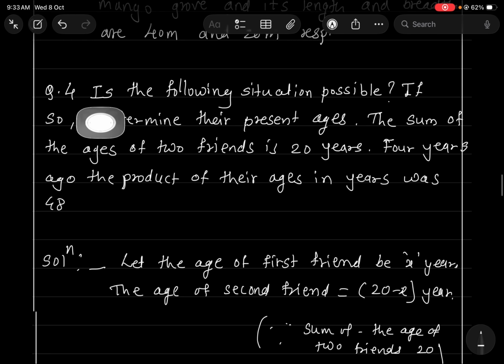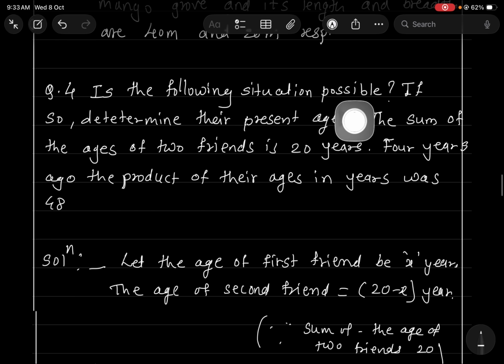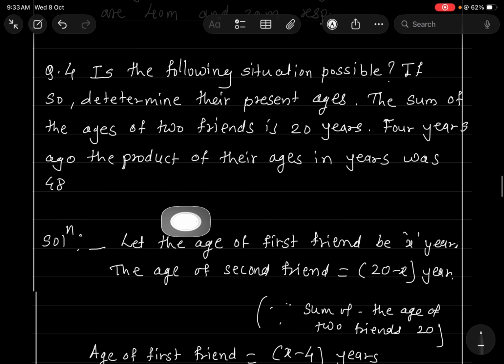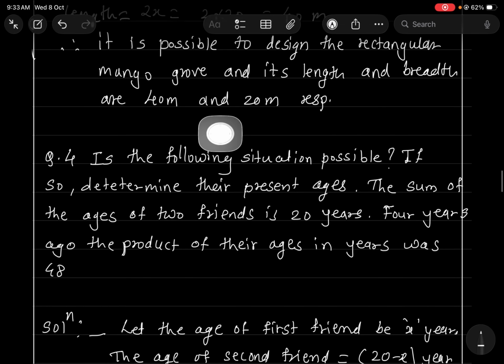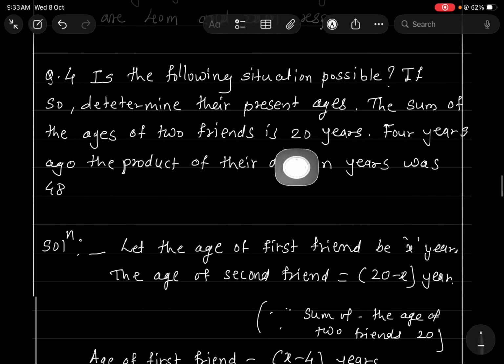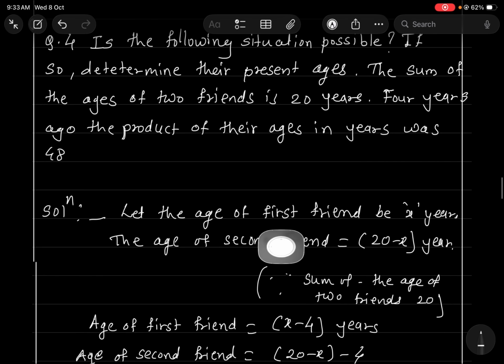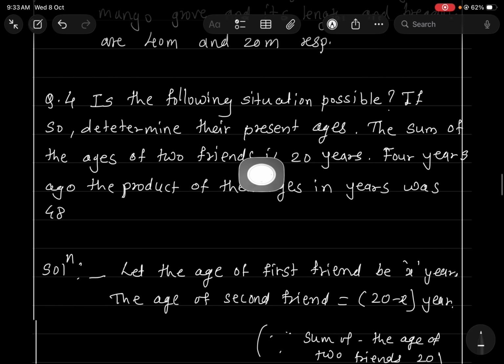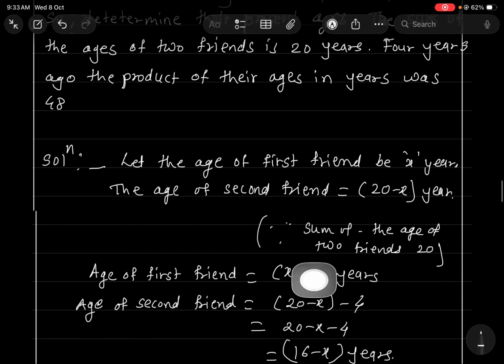Now question number 4. Is the following situation possible? If so, determine their present age. The sum of the ages of two friends is 20 years. 4 years ago, the product of their ages in years was 48. Now we have to check, is it possible? Like the previous example, we have to check. Suppose two friends are there. Taking the first friend's age as x, the sum of the two friends' ages is 20.